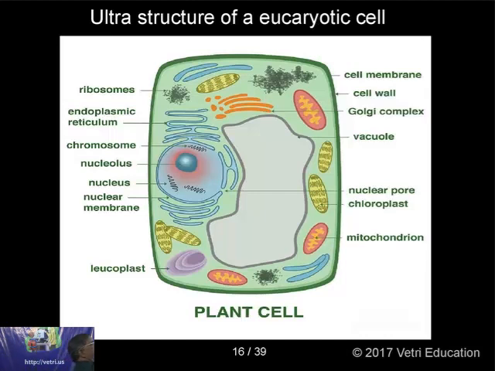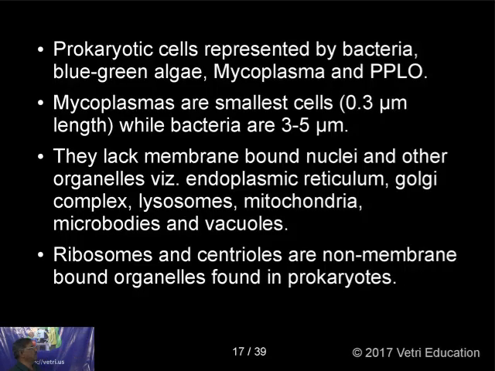Now let us see the differences between prokaryotes and eukaryotes. Prokaryotic cells are represented by bacteria, blue-green algae, mycoplasma, and pleuropneumonia-like organisms, etc. Mycoplasmas are the smallest cells, ranging from 0.3 microns in length, while bacteria are 3 to 5 microns. They lack membrane-bound nuclei and other organelles like endoplasmic reticulum, Golgi complex, lysosomes, mitochondria, microbodies, and vacuoles. Ribosomes are non-membrane bound organelles found in prokaryotes.